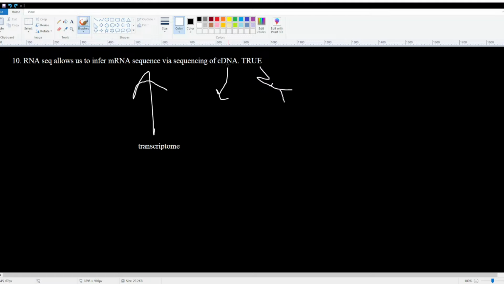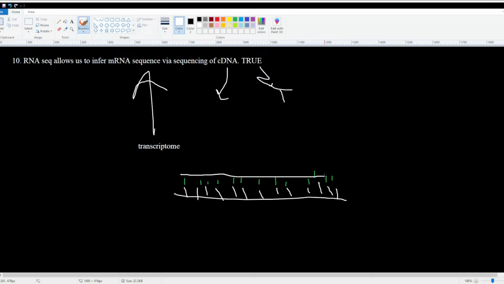So cDNA is complementary DNA. If we have an mRNA, we could predict the sequence it originated from via cDNAs. These cDNAs will track down the RNAs and bind to them. So we could figure out where this originated from. So RNA sequencing allows us to infer mRNA sequence via the sequencing of cDNA. That is true.